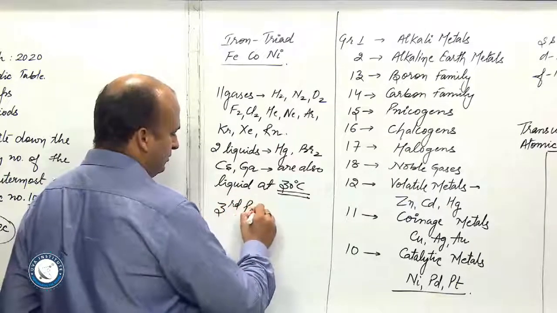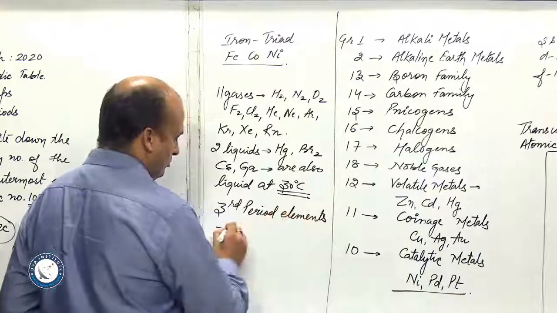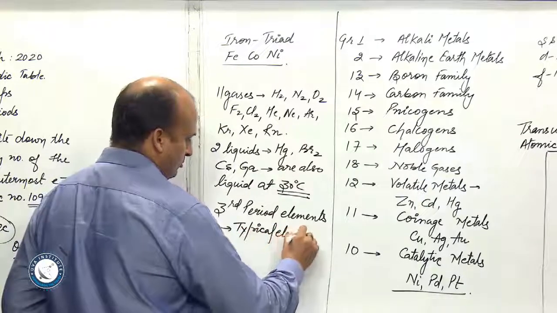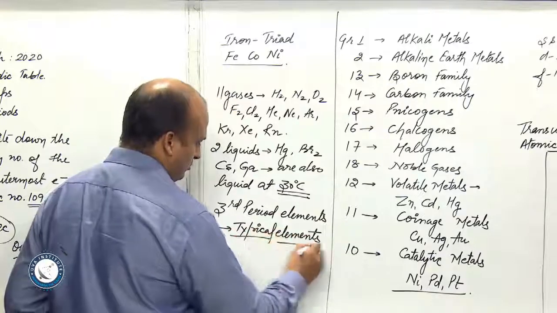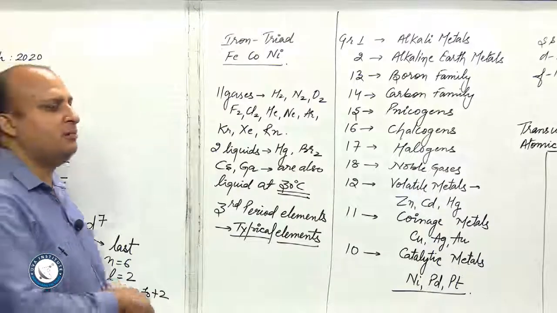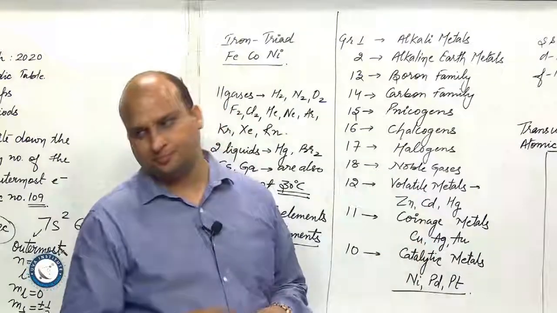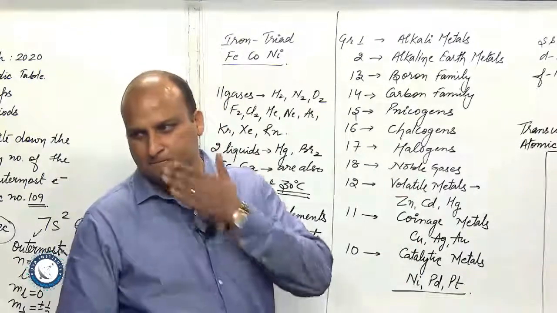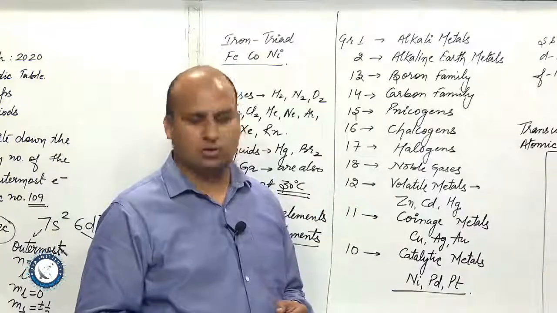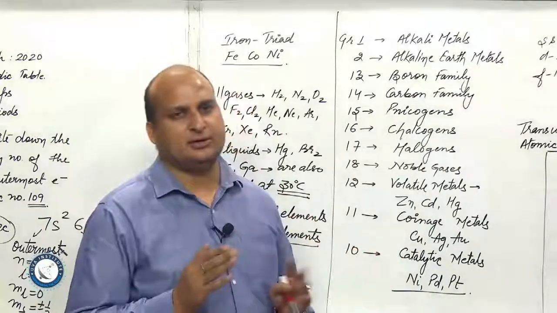Third period elements. They are termed as typical elements. Coinage metals are not named on coin. Coinage metals because we used to make coins out of these metals. Okay. Janendra is asking, is group number 12 considered as transition metals? No, they are not considered as transition metal. They are kept over there to maintain the symmetry. Okay.